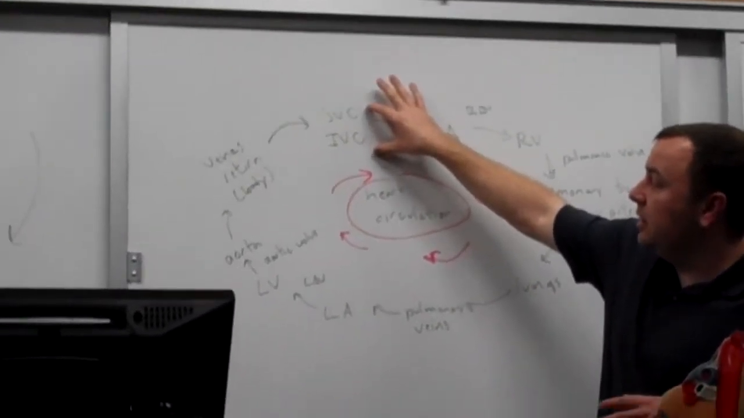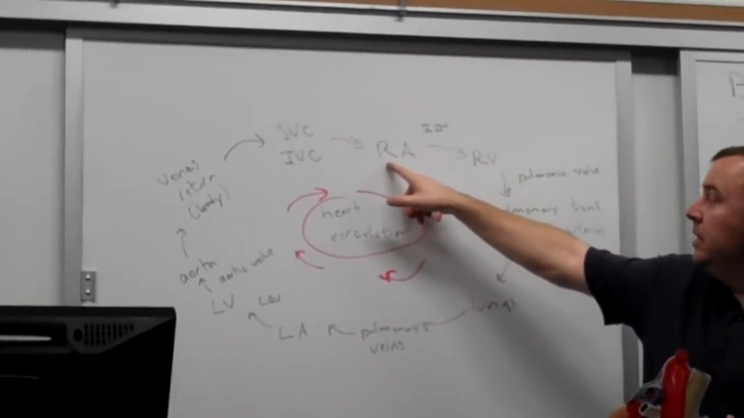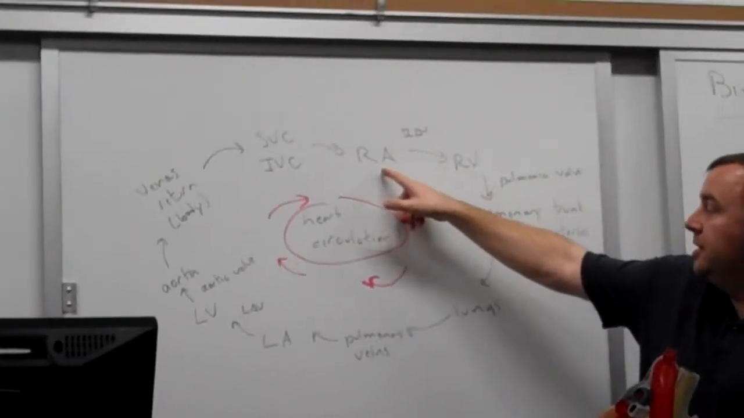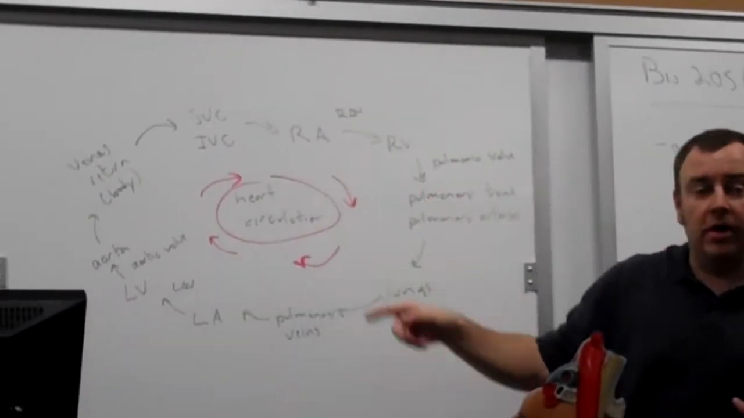Superior vena cava and the inferior vena cava are the two main veins that drain into the heart. Remember, they drain into the right atrium. From the right atrium, the blood is going to get pumped into the right ventricle. Along the way, it's going to pass through the right AV valve.